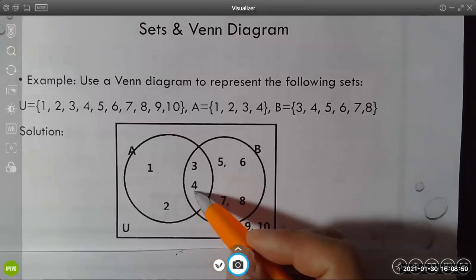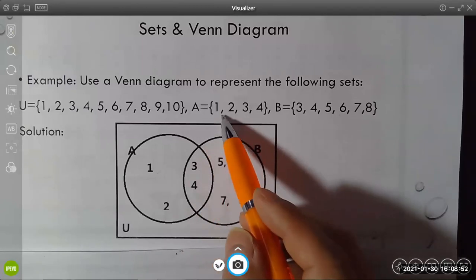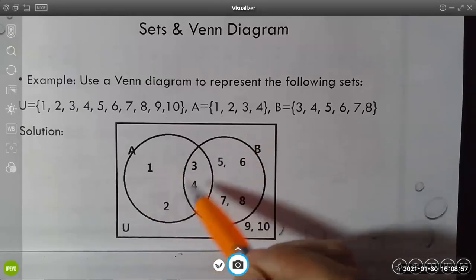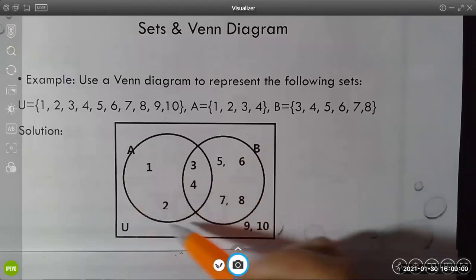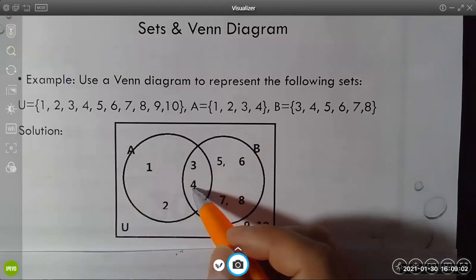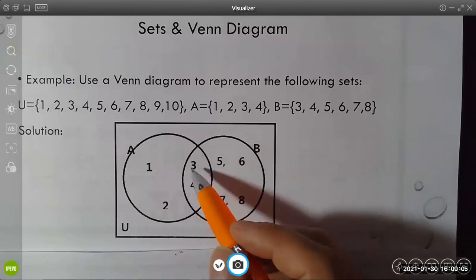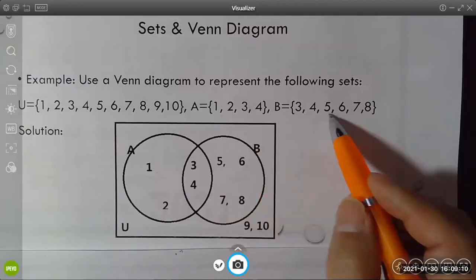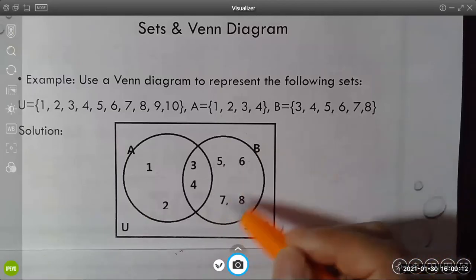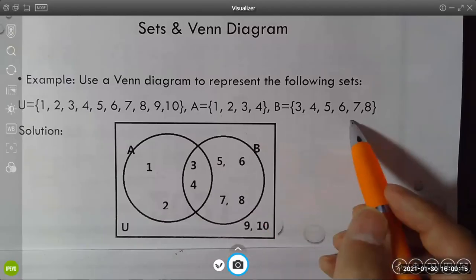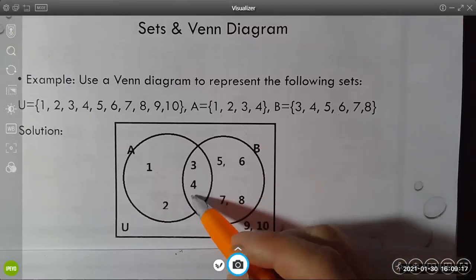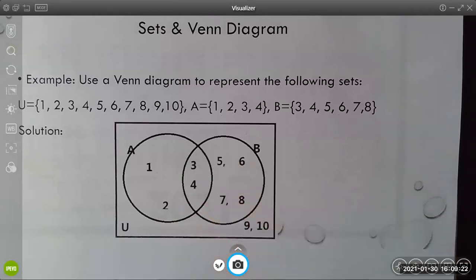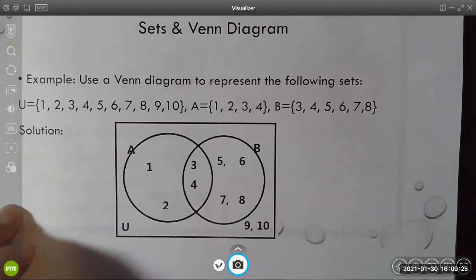Besides 3 and 4, set A also contains 1 and 2. That's why 1 and 2 are also inside circle A. So 1, 2, 3, 4, they're all inside circle A. But 3 and 4, since they are shared with B, we put them in this shared region. Same thing for set B. We have 3, 4, 5, 6, 7, 8. But among all of these elements, 3 and 4 are in the intersection of these two sets. That's why 3 and 4 are in this area. That's how we represent sets using a Venn diagram.